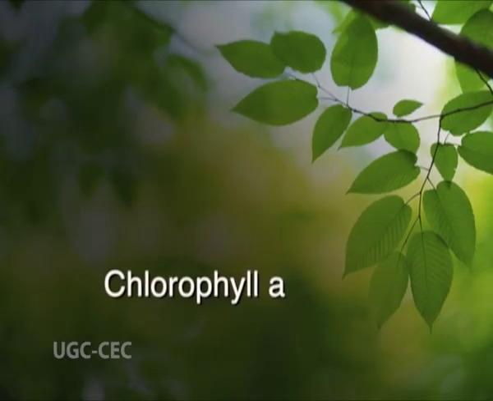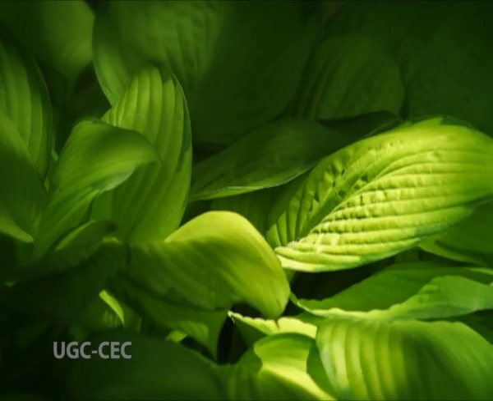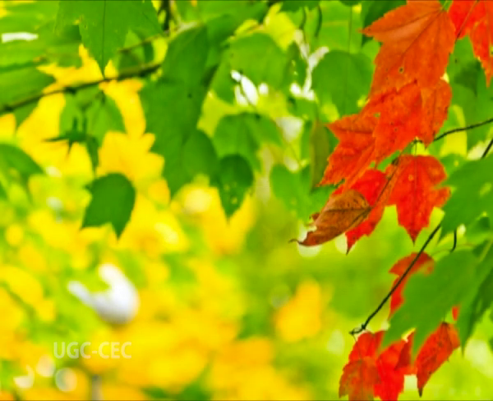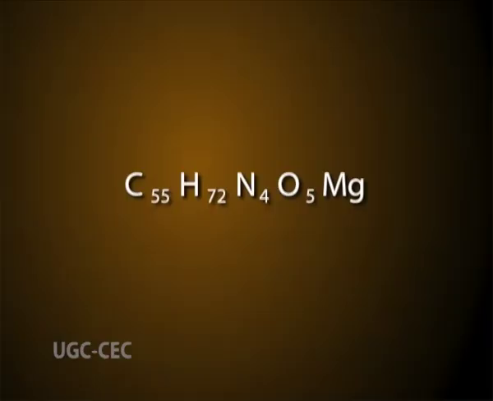Chlorophyll A. This is the most abundant pigment in plants. Chlorophyll A absorbs light with wavelengths of 430 nanometers in the blue region and 660 nanometers in the red region. It reflects green light strongly, so it appears green to us. The molecular chemical formula for chlorophyll A is C55 H72 N4 O5 Mg.